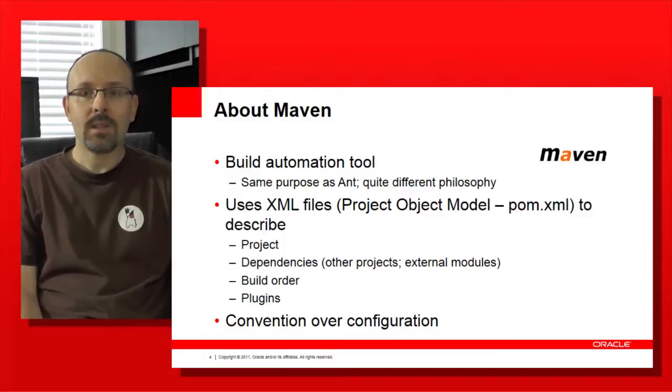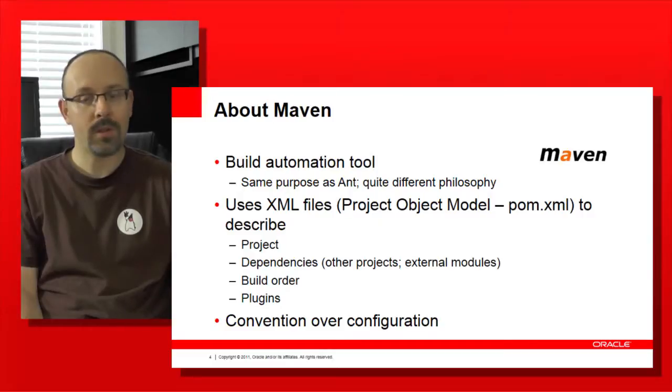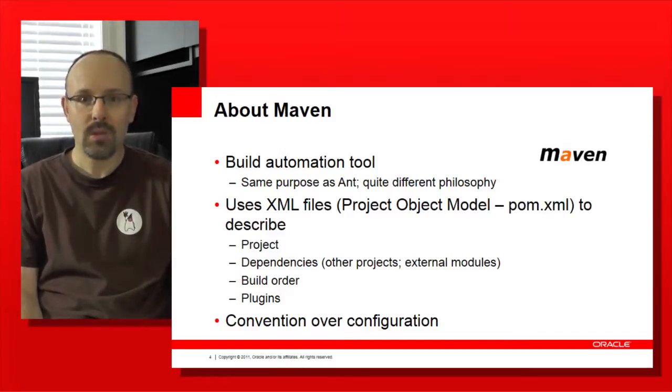The POM file also defines the build order for a specific project, as well as the plugins that I will put to work, because everything in Maven, or nearly everything, is based on plugins, so you need to tell Maven which plugins will be used for your project. Another interesting thing about Maven is that it is based on the principle of convention over configuration. So we've got POM files to define the projects, dependencies, build orders, etc. But normally if you do things the Maven way, you won't have to configure anything. So explicit configuration in a POM file is the exception and not the rule.